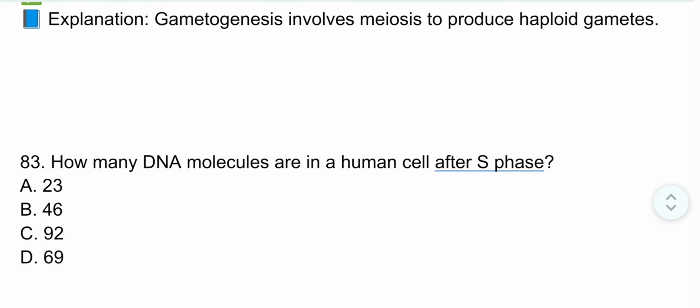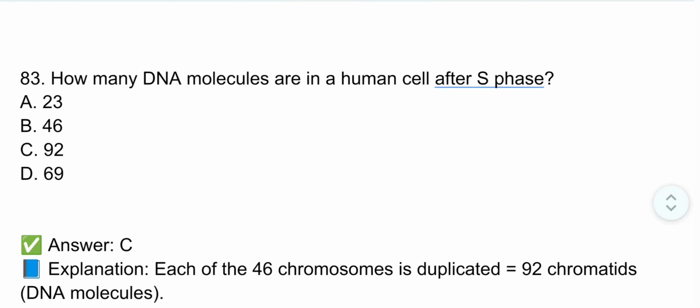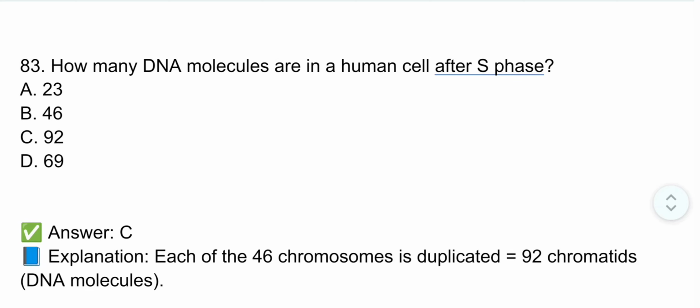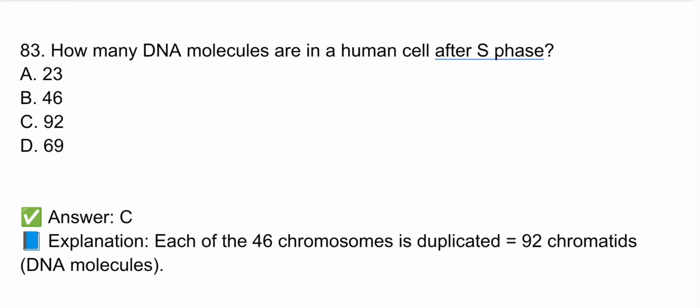Question number 83. How many DNA molecules are in a human cell after S phase? The correct option is option C, 92. Each of the 46 chromosomes is duplicated. At that point, there are 92 chromatids, that is, DNA molecules.